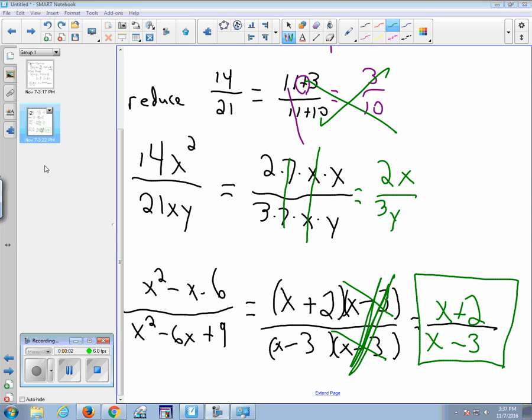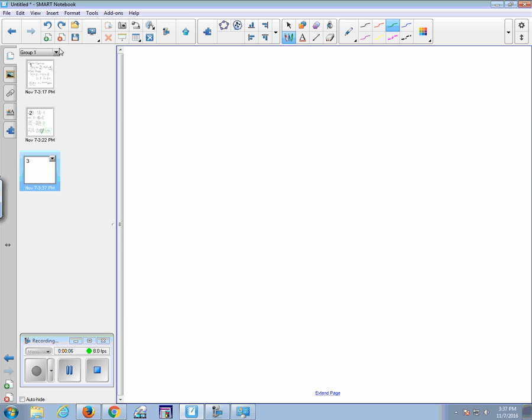So there's reducing fractions and rational expressions. What's the next topic usually? Multiplying. Why multiplying? Because it's the same as reducing. Let's say we have 14/15 times 2/35. So the 14 and the 2 are up top, and the 15 and the 35 are on the bottom.